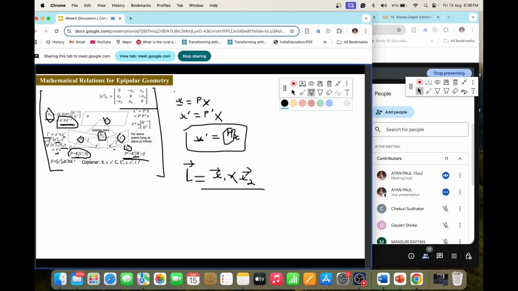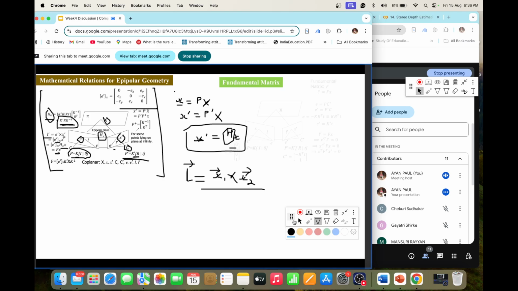Now how can we further express this x dash? x dash can be expressed as Hx. So if I multiply this H with this E dash, then we will get a new matrix known as F, that is the fundamental matrix. So that is regarding the mathematical relation of the epipolar plane. Now let's further move into this F matrix, known as the fundamental matrix.